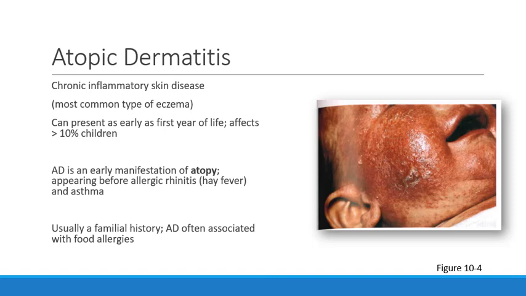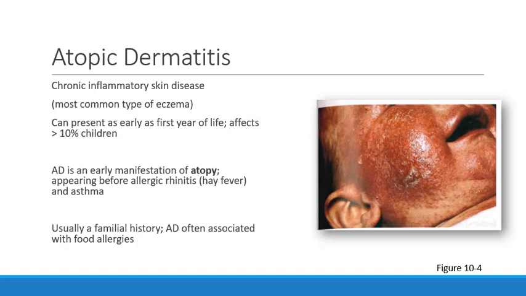Let's take a look at atopic dermatitis. This is a chronic inflammatory skin disease, the most common type of eczema. It can present as early as the first year of life, and it affects greater than 10% of children. Atopic dermatitis is an early manifestation of atopy. So that's the genetic tendency to develop allergic reactions.